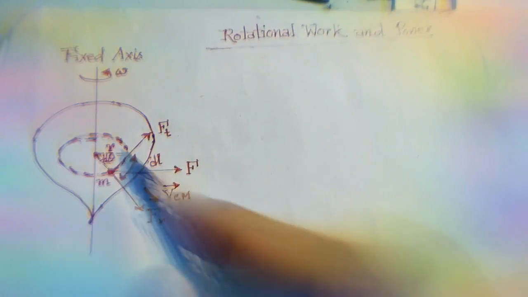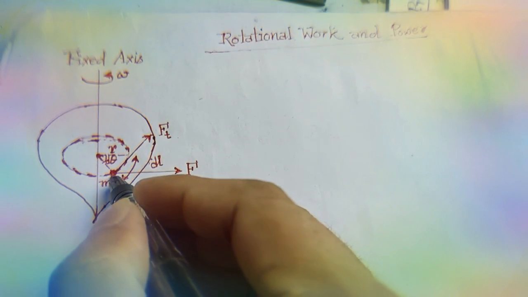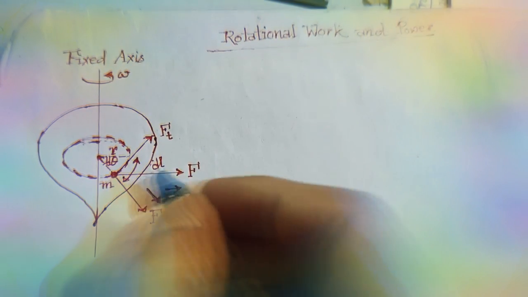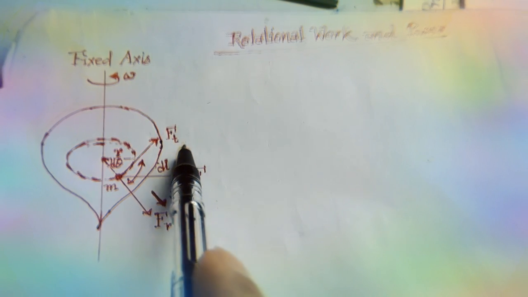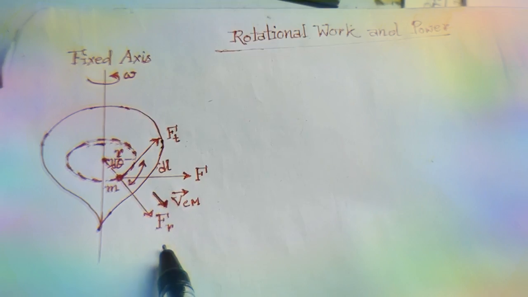Now we'll find the rotational work and power. For finding this, let this be a rigid body which is rotating about a fixed axis with an angular velocity omega. Let there be a small mass m, and there is a force applied on the mass m. If we divide this force into two components, one is the tangential component and another is the radial component.